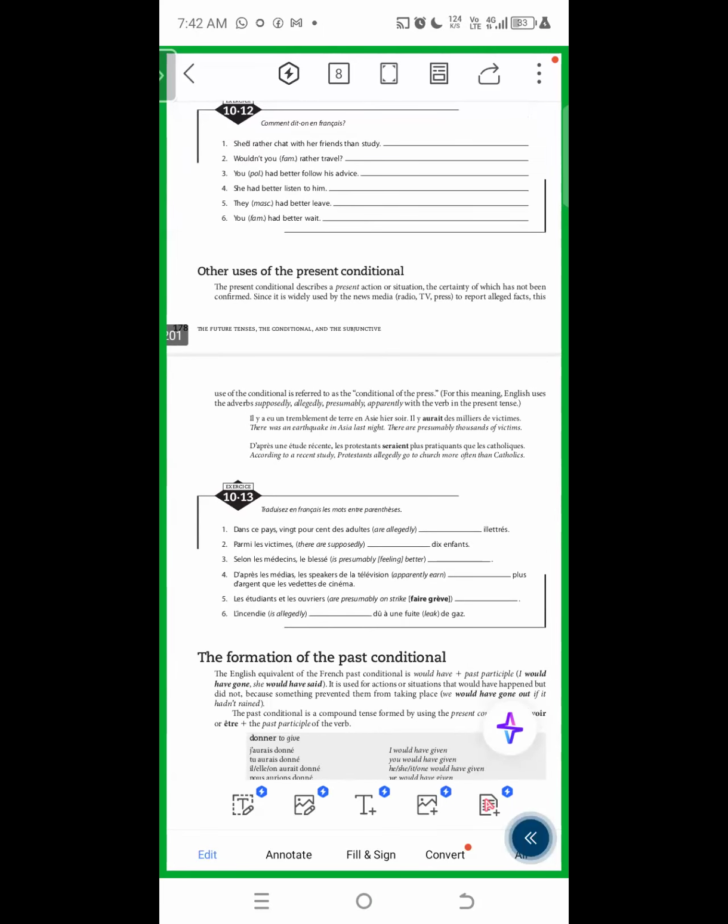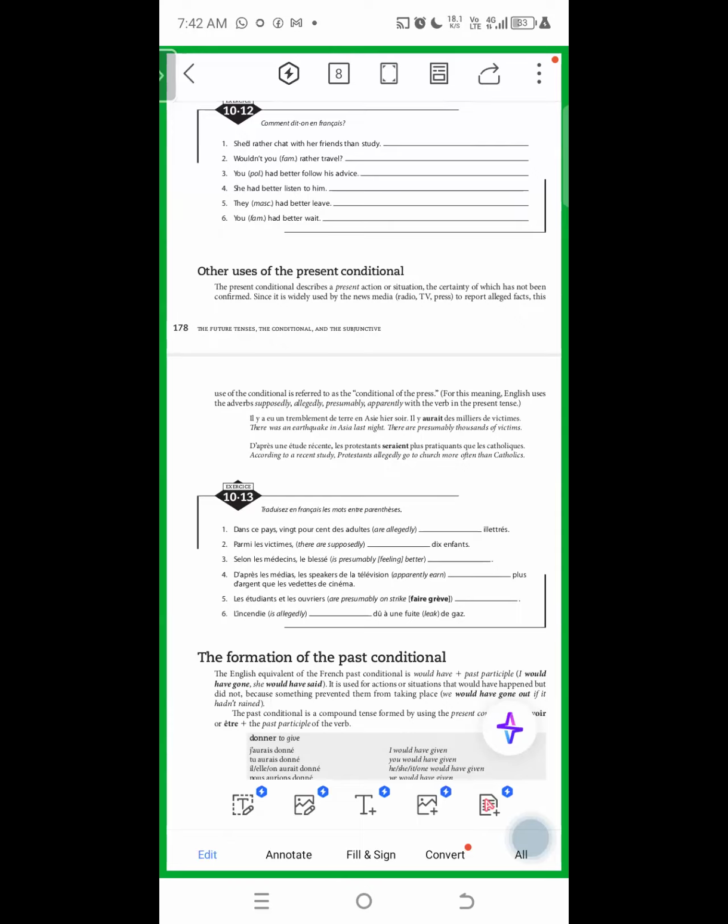Can you read the comment as well? Go on. The other uses of the present conditional. The present conditional describes a present action or situation, the certainty of which has not been confirmed. Since it is widely used by the news media, as radio, TV, press, to report alleged facts, this use of the conditional is referred to as the conditional of the press. For this meaning, English uses the adverb supposedly, allegedly, presumably, apparently, with a verb in the present tense.